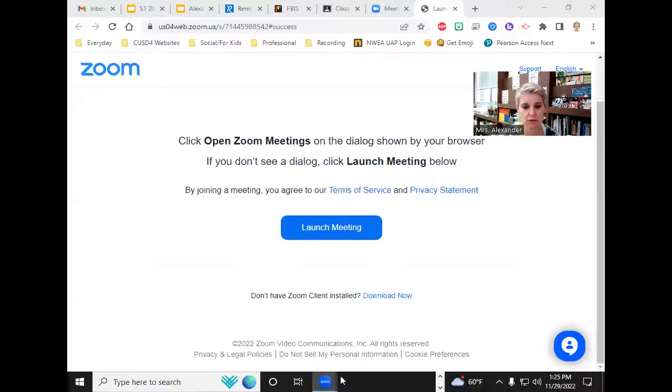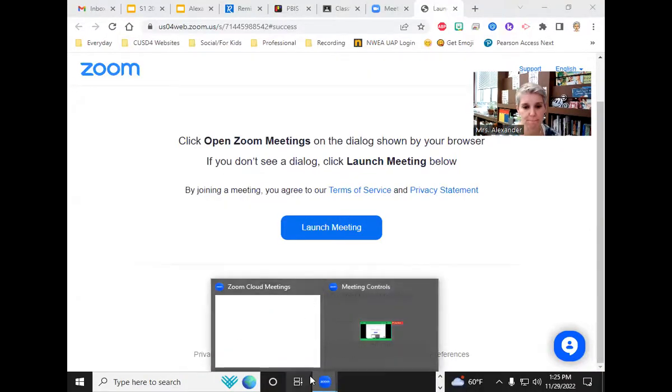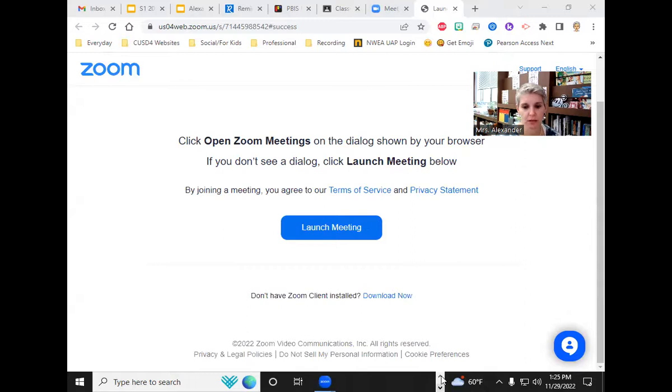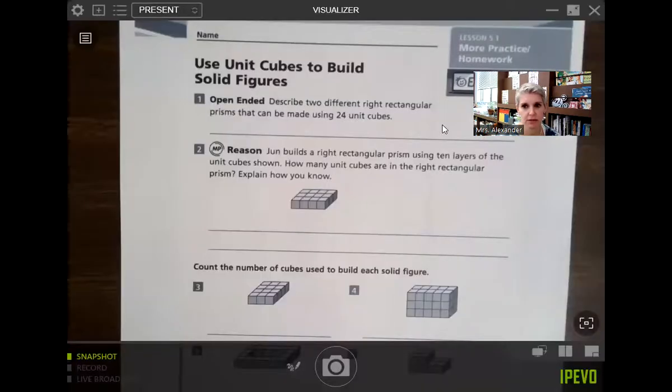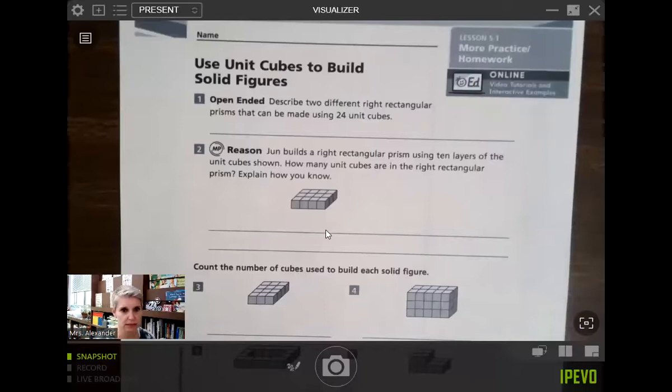So there we are. All right, let's look at page 37 of our practice and homework book and see what we can do with some volume. I'm going to share my screen with you so that you can see. Here it is. Okay, I'll move myself out of the way. Let's see what's happening here.